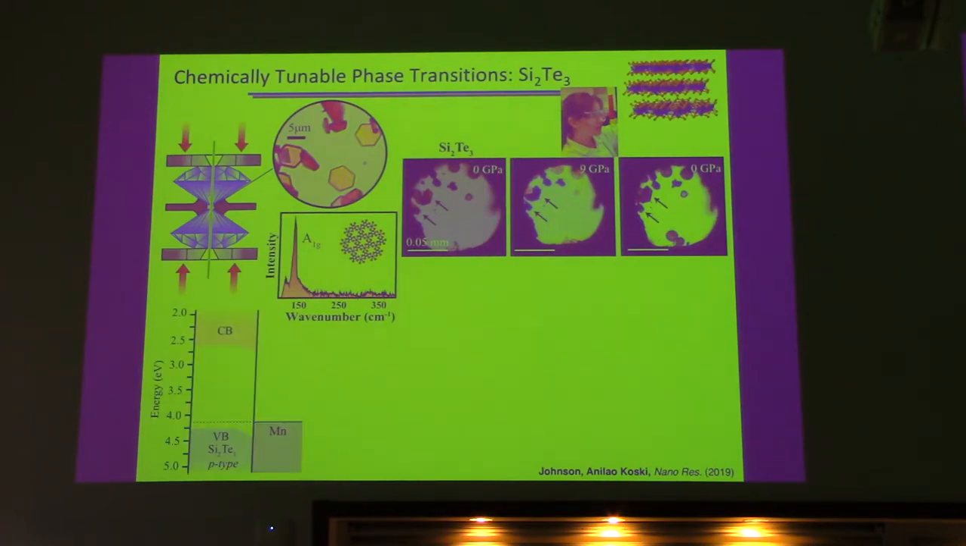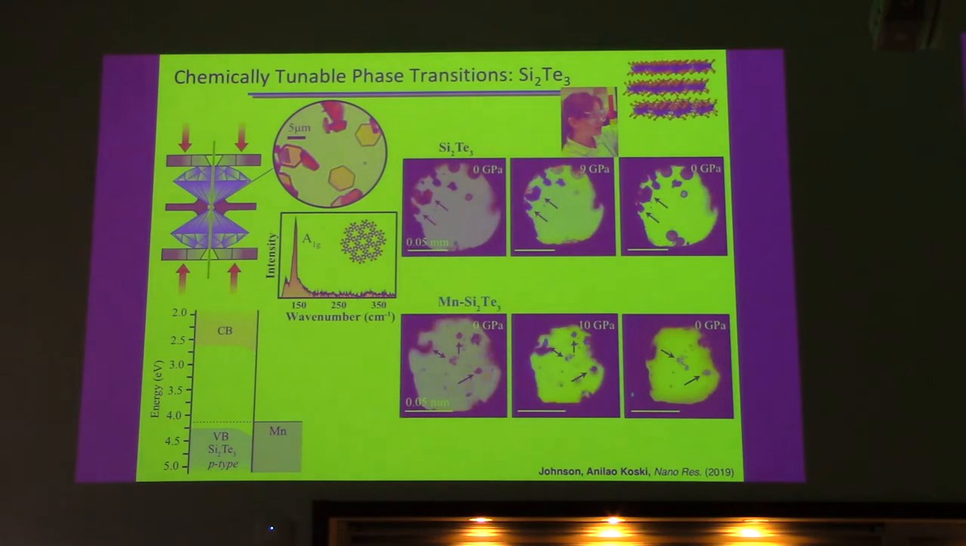Okay, so we can look at some of these different phase transitions, but now let's take silicon telluride and put an intercalant into it. So let's put manganese. We put manganese into silicon telluride, and we chose it because the work function of manganese is just above the valence band edge of silicon telluride, so you get just a little bit of dumping of electrons into there. So here is manganese-intercalated silicon telluride. The plates are pointed out with the arrows inside of the diamond anvil cell, and we take it up to 10 GPa. You can see the plates before, and of course we see the same color change, and it recovers back to red.